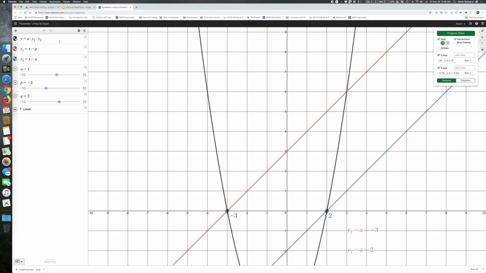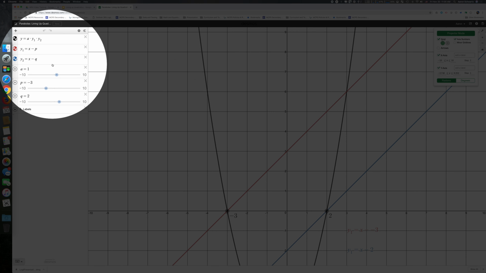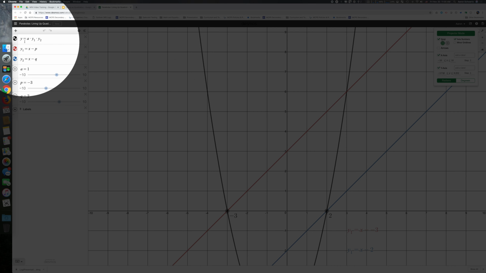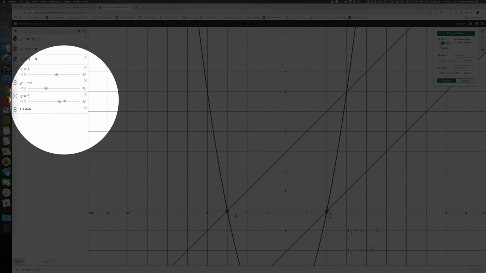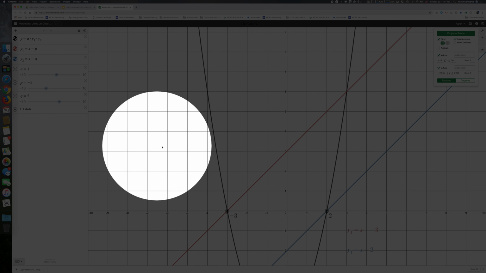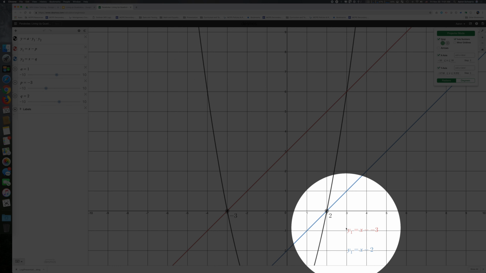What I've done is I've set up the equations in a particular way. Our parabola is y equals a times y1 times y2, the product of a scalar and two linear equations. y1 is x minus p, and y2 is x minus q. And then I have sliders set up for a, p, and q. You'll also see that in this particular Desmos activity, I've set up equations to display what the values of y1 and y2 are.